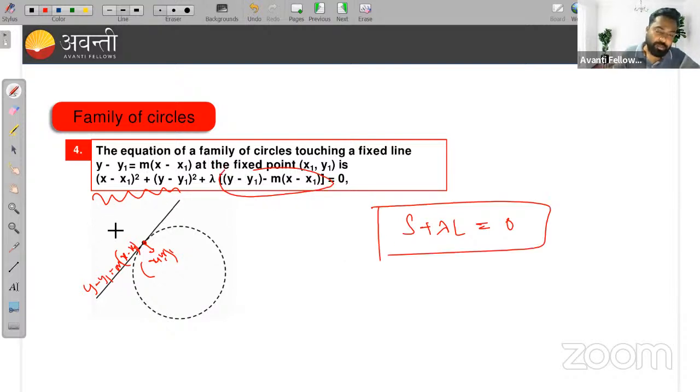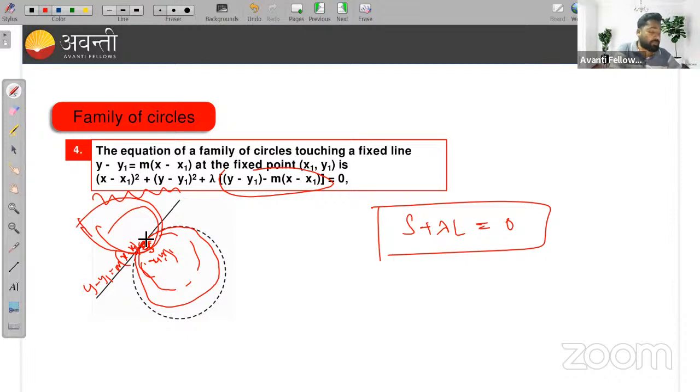So how will the family of circles look here? This type, passing through this point. Okay, this point, clear? So this is my family of circles. So this is all about your family of circles, guys. Okay, now I'm giving you one question.